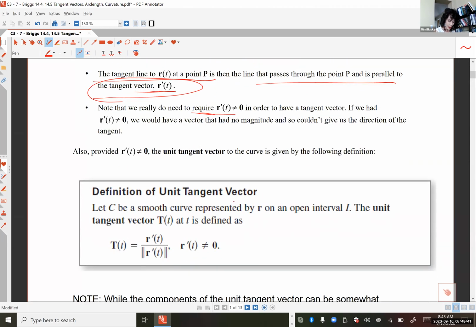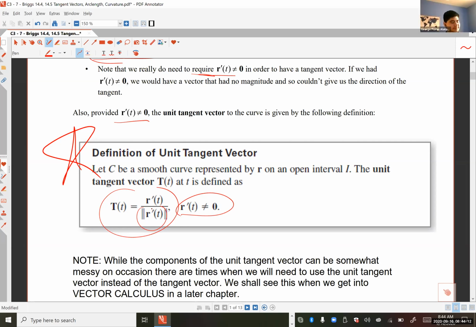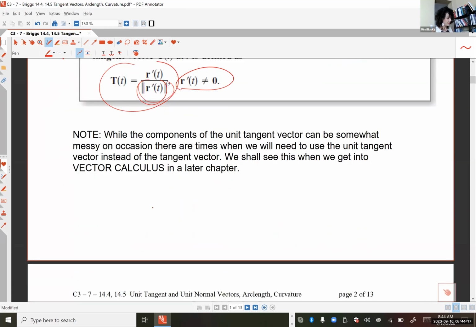Okay, so provided that your r prime isn't the zero vector, here is the definition of a unit tangent vector. All it is, you take the velocity vector, the first derivative of your vector valued function, and you unitize it, and you all know how to do that. So why do we need the condition that the derivative not be equal to the zero vector? Because we're dividing by the magnitude, and the zero vector's magnitude is zero. We don't want division by zero because that would be bad. So that's why we're making that a condition.